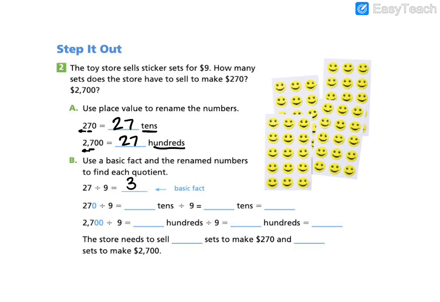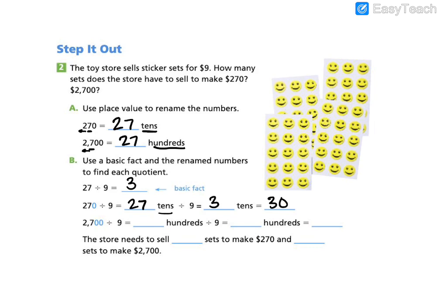So if we then take our regrouped number, 270 divided by 9. First, we regroup it into tens, which you remember was 27 tens. We're going to divide 27 tens by 9, which will equal 3 tens. And now it wants us to rename 3 tens. 3 tens is equal to 30.